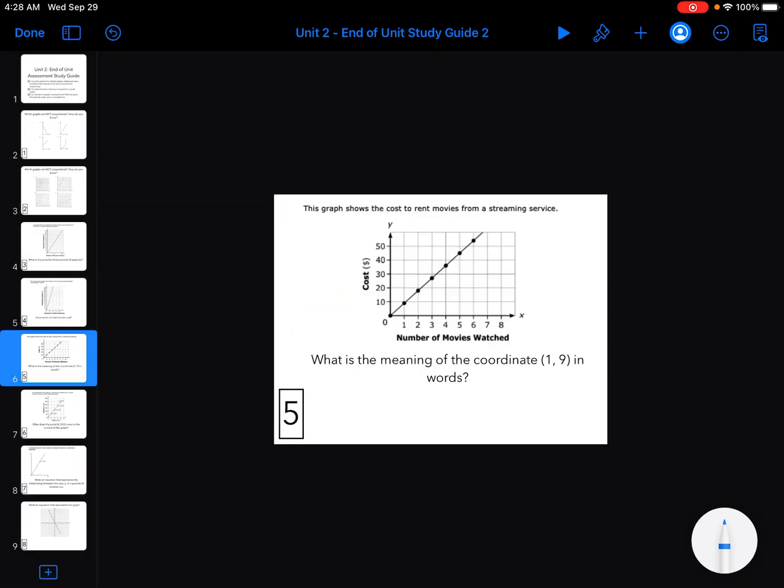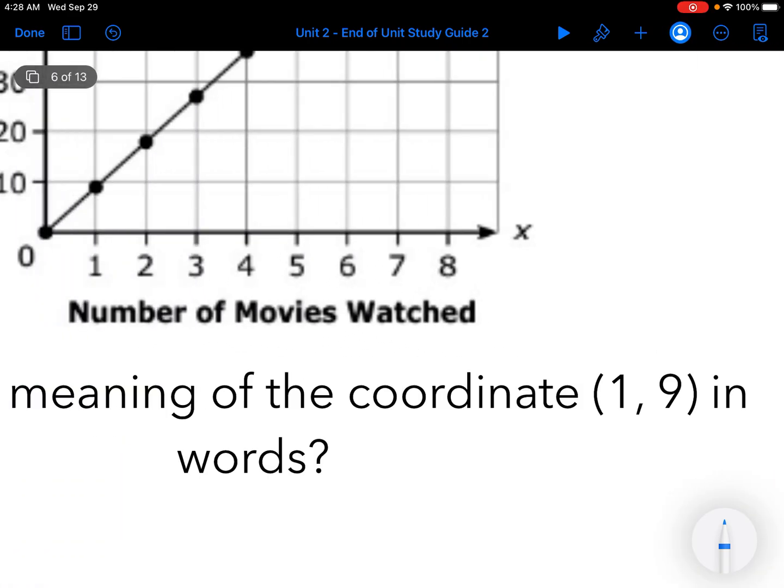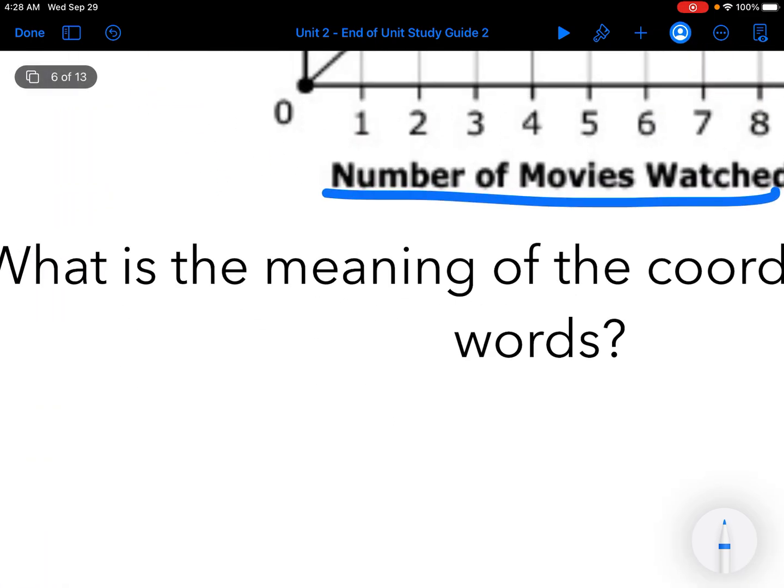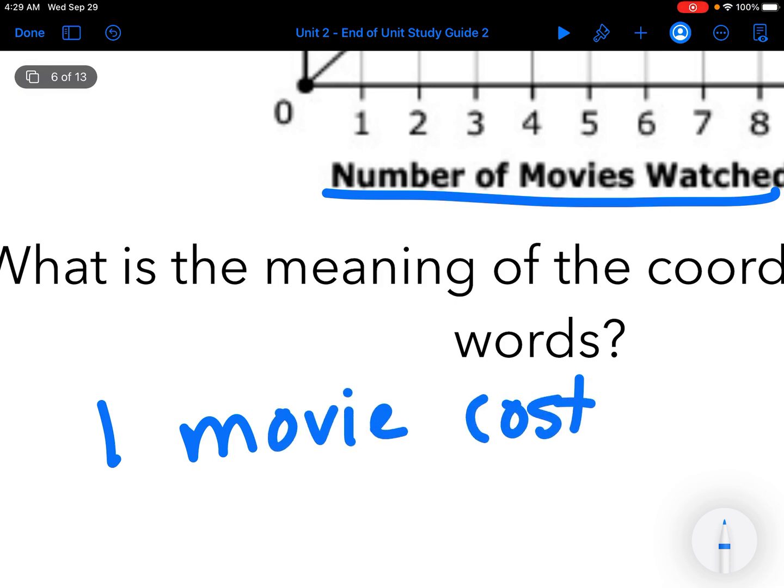What is the meaning of the coordinate 1, 9 in words? Well, I know my x-coordinate is the number of movies watched, and I know 9 is the cost, which is our y. So 1 movie costs $9.